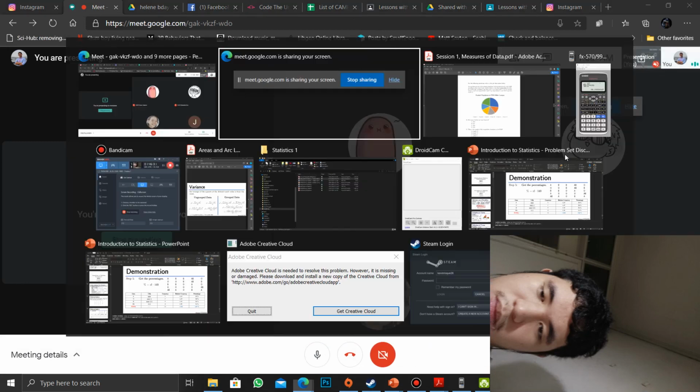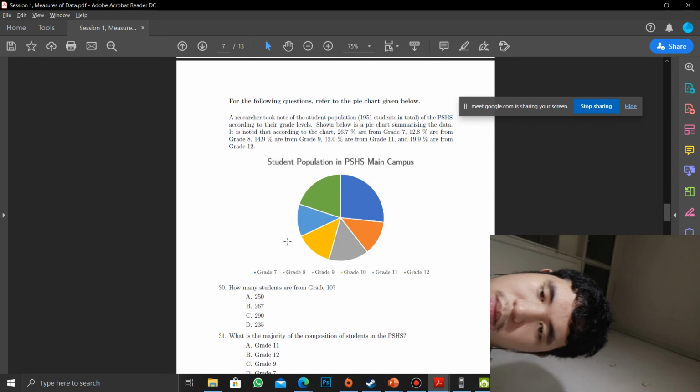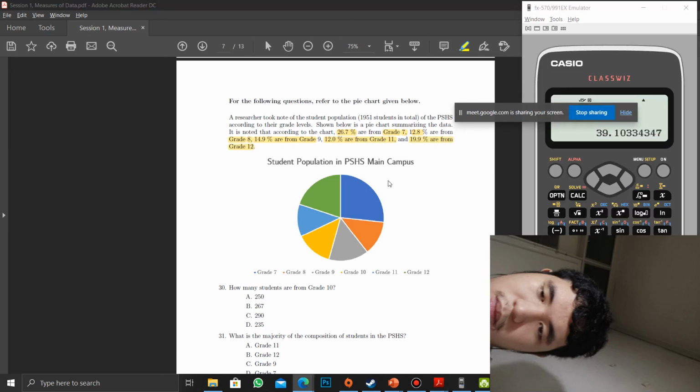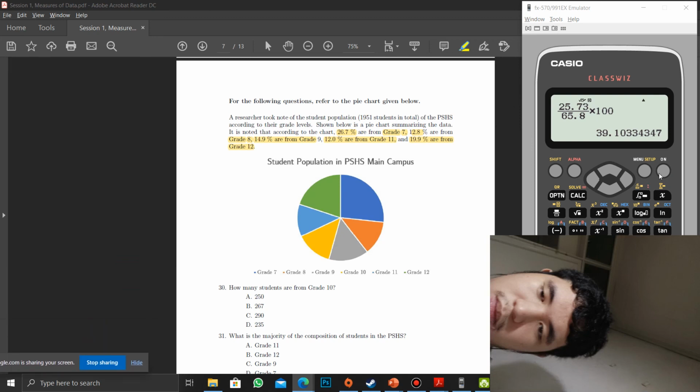Sige, let's go. Okay. How many students are from grade 10? So, ano na yung mga given natin? 26.7% grade 7, 12.8% grade 8, 14.9% grade 9, 12% grade 11, 19.9% grade 12. O, pansin nyo, walang grade 10, di ba? Walang grade 10. So, let's get the percentage of grade 10.